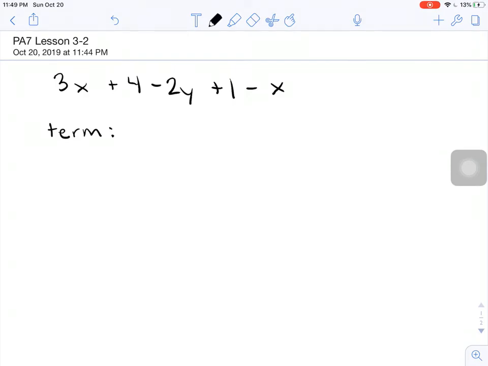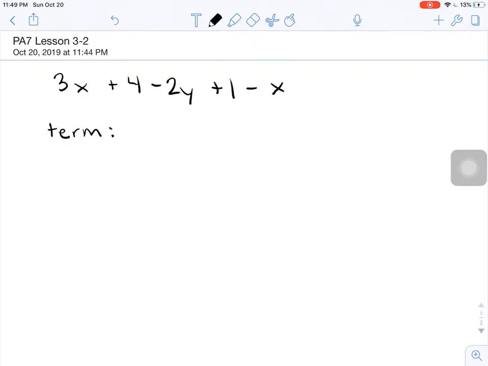What you're looking at on your screen right now, 3x plus 4 minus 2y plus 1 minus x, is an algebraic expression. Algebraic expressions are made up of some different pieces, and those different pieces have names. They have vocabulary that go with them. We need to know what those names are because they are going to come up when we're talking about the rules for simplifying and what it means to simplify an algebraic expression.